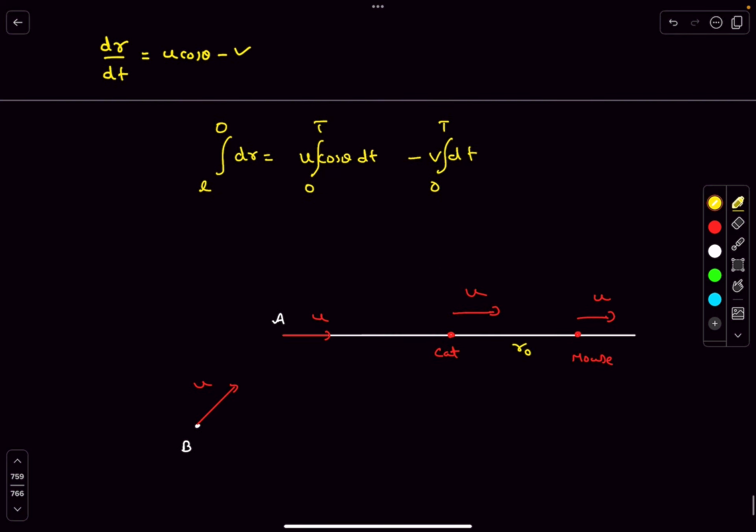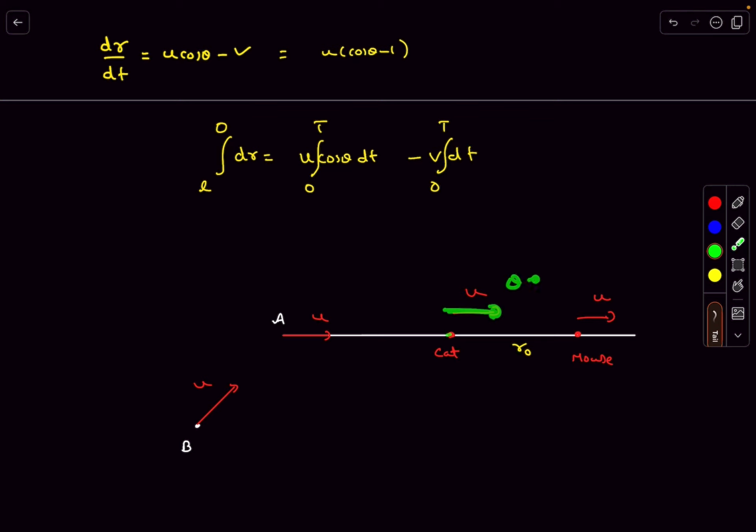Why? Because if you remember, dr by dt, guys, was u cos theta minus v. So in this case, v is equal to u. So this will be u times (cos theta minus 1). Here again, theta is the angle the cat's velocity vector makes with the horizontal. So cos theta is obviously less than 1, which means it is negative, which means the length r will reduce with respect to time. And it will keep reducing. So the distance r will keep reducing till the cat reaches the white line.